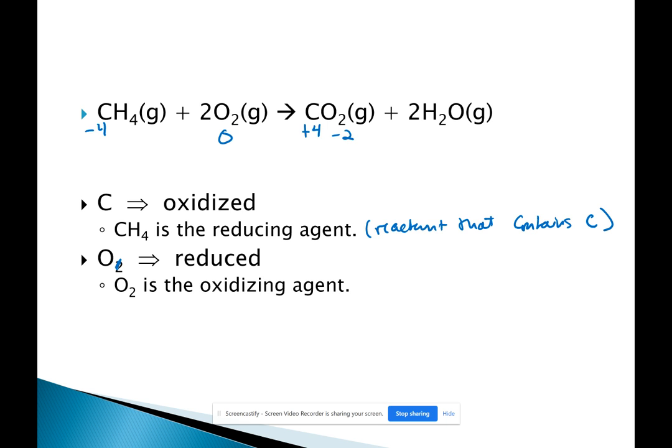The oxygen should probably not be O2, I should just say oxygen is reduced. So the O2 is the oxidizing agent because that is the reactant that contains the thing that's being reduced, in this case, oxygen.